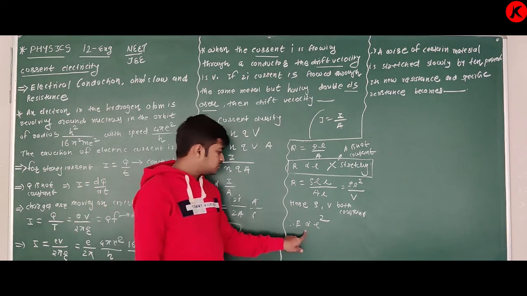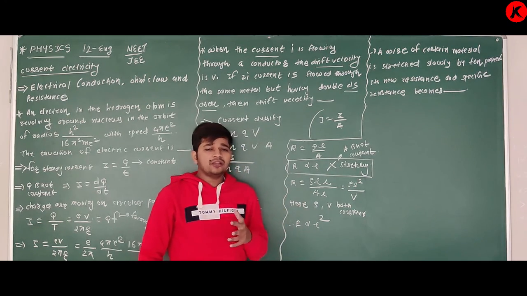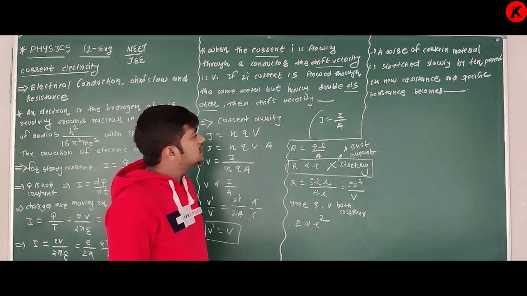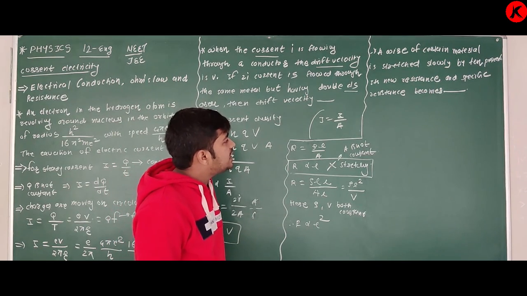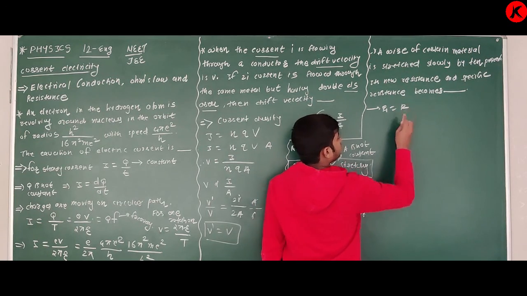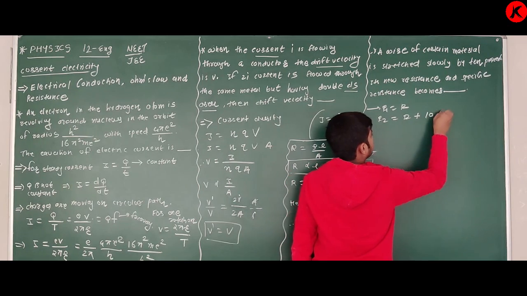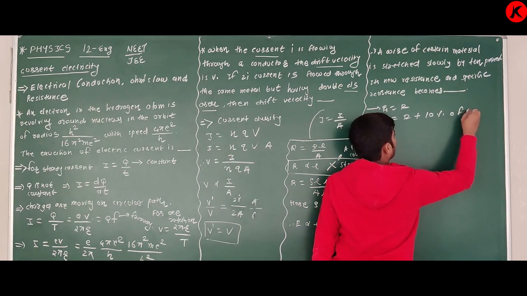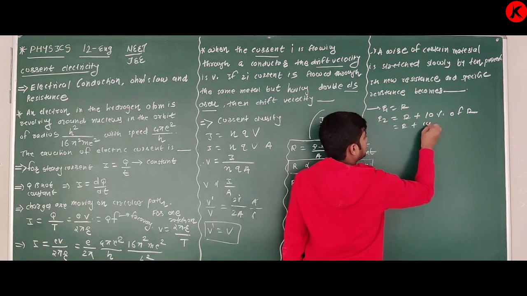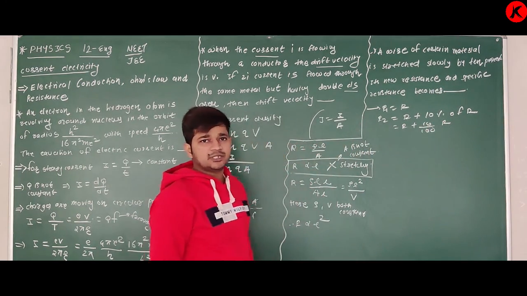Okay, R is proportional to L square. So this relation you have to remember, how to make relations. Now, a wire of certain material is stretched slowly by 10%. Means if I assume initial resistance R1 is equal to R, then R2 is equal to R plus 10% of R, so R plus 10 divided by 100 R. 10% means it is 10 divided by 100.